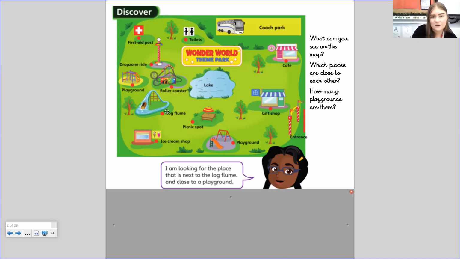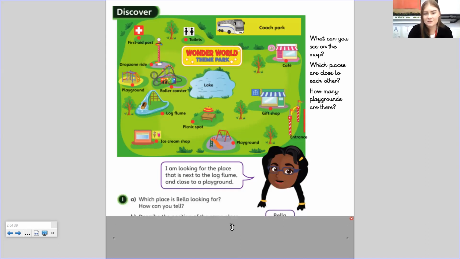So log flume is here, playground is here. The roller coaster is next to the log flume, tick. Is it close to the playground as well? Tick. So it might be the roller coaster. I think it's the roller coaster. So we've done question 1A there. We know which place Bella is looking for, and you've convinced me how you can tell which place it is because you told me I was wrong about the drop zone ride.